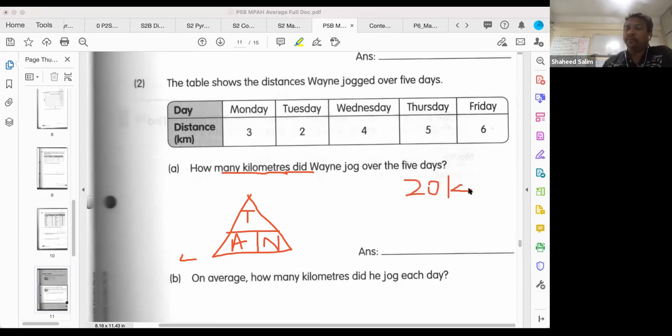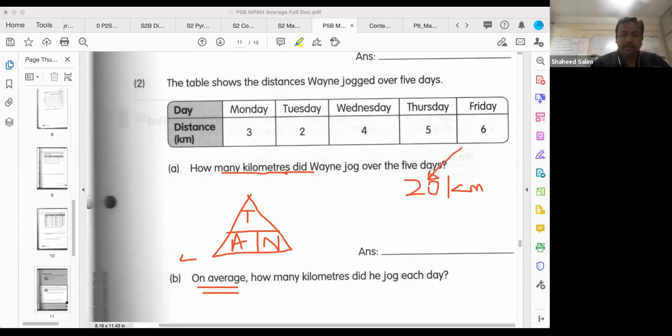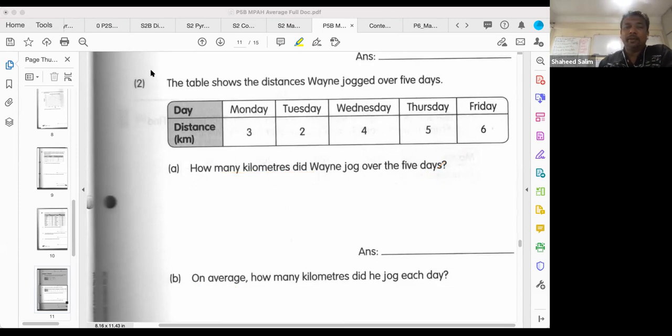Shakil, how to find the average? They want to find on average how many km he jogged every day. 3 plus 2 plus 4 plus 5 plus 6, answer get 20, correct. Well done. And divided then by 5. Well done. So your answer is 4. Congratulations. Well done.